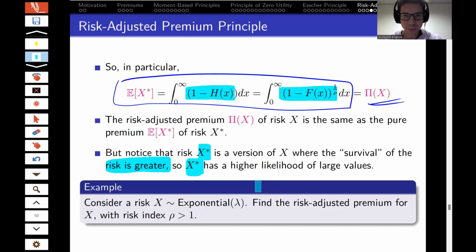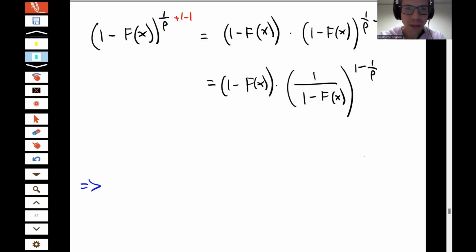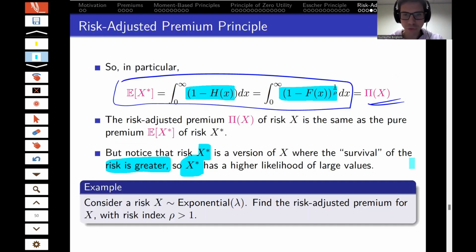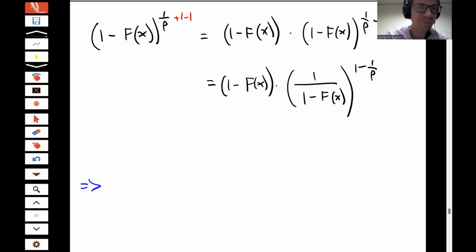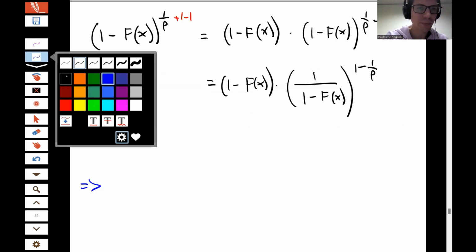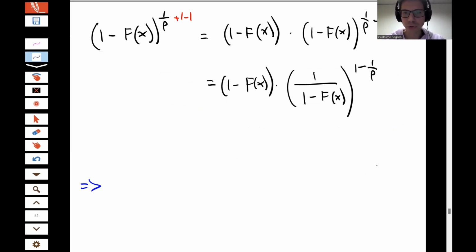Now, let's just explain. I added something here just to make sure we agree on this point, that X star has a larger survival. Well, yes, because the survival function of X star is this. I'm saying that this thing is larger than the survival function of the regular X. You can see this quite easily. You can try it with your calculator.